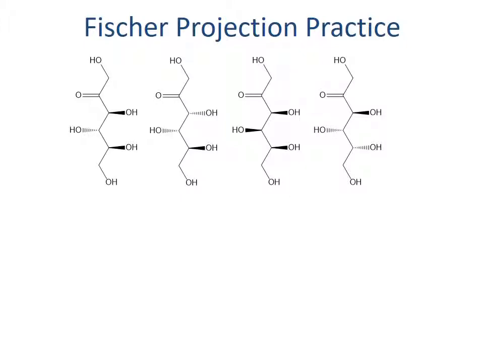Remember that all of the carbon chains, which are vertical, should be assumed to be pointing away from you, and all the side chains should be assumed to be pointing towards you. So you have to think about how you're looking at each one of those carbons to orient yourself.